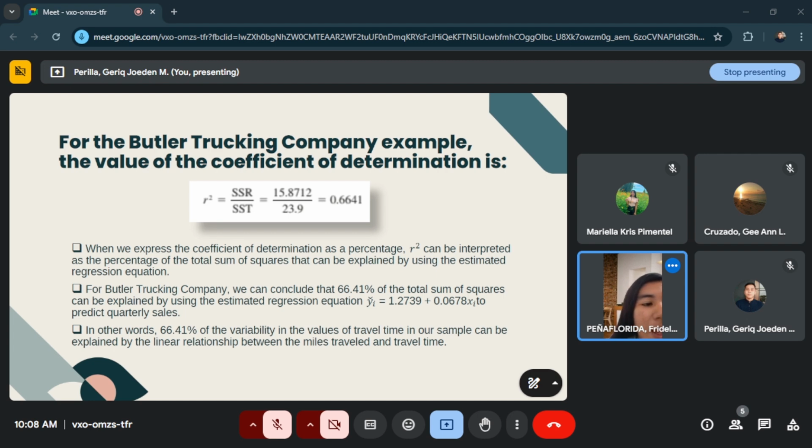So, the image shows that for Butler Trucking Company po, R squared is calculated as 0.6641. This means that 66.41% of the variation in quarterly sales can be explained by the estimated regression equation po. So the example demonstrates how the coefficient of determination can be used to evaluate the effectiveness of a regression model in predicting outcomes. In this case po, the regression model for Butler Trucking Company can explain 66.41% of the variation in quarterly sales, suggesting a relatively strong relationship between the independent and dependent variables. Next slide po.